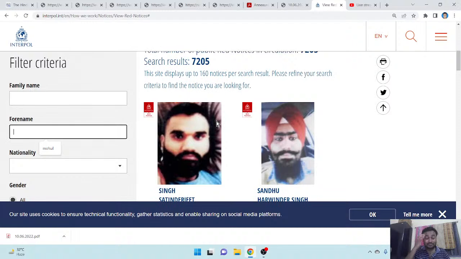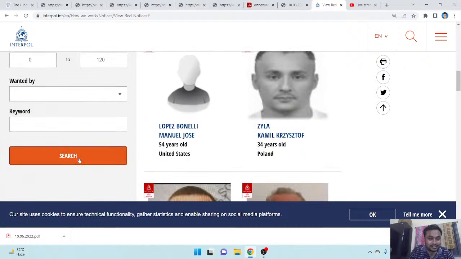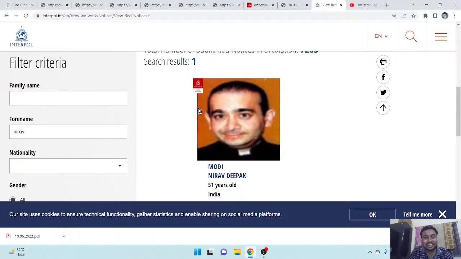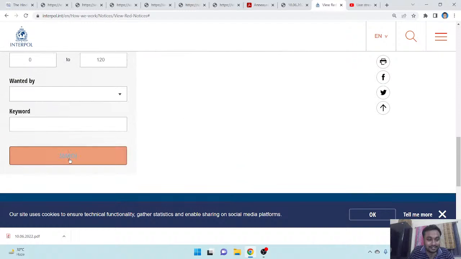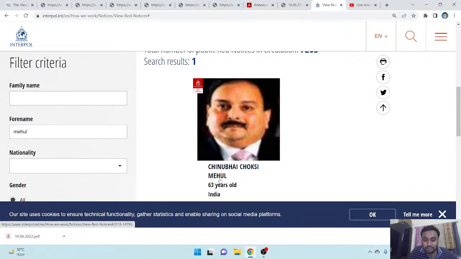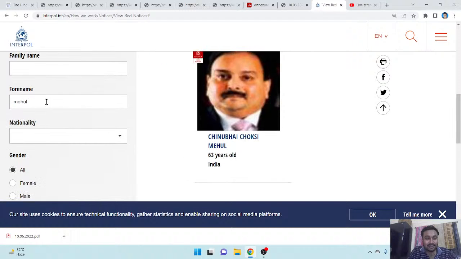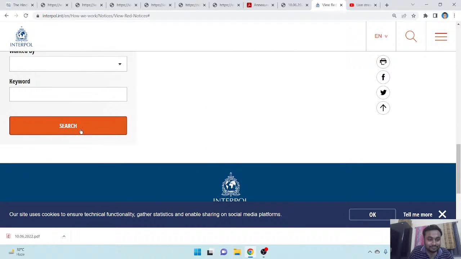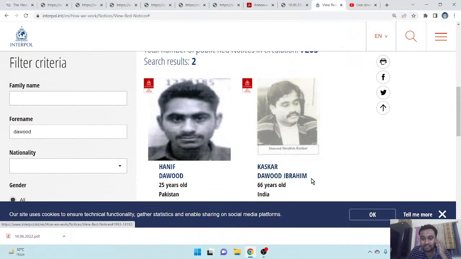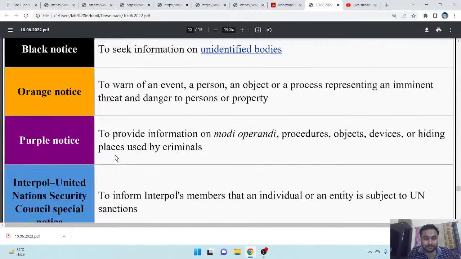Some other red notice persons from India, like Nirav Modi. So find Nirav, search. This is Nirav Modi, also listed in the Interpol red list. Like Mehul Choksi, search Mehul. This is Mehul Choksi, also listed in the red list. Suppose another very wanted person by India, like Dawood Ibrahim. So find Dawood. This is Dawood Ibrahim Kaskar, 66 years old. He is also in the red notice list of Interpol. So this is the thing. Now move to the next topic.